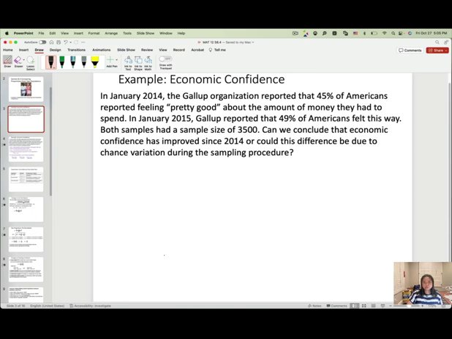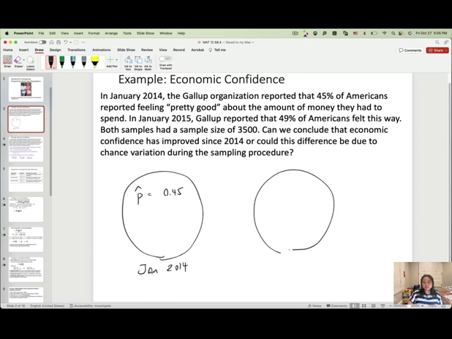In January 2014, the organization reported that 45% of Americans reported feeling pretty good about the amount of money they had to spend. So the sample proportion would be equal to 0.45. And then in January 2015, they reported that 49% of Americans felt this way. So this time the sample proportion becomes 0.49.